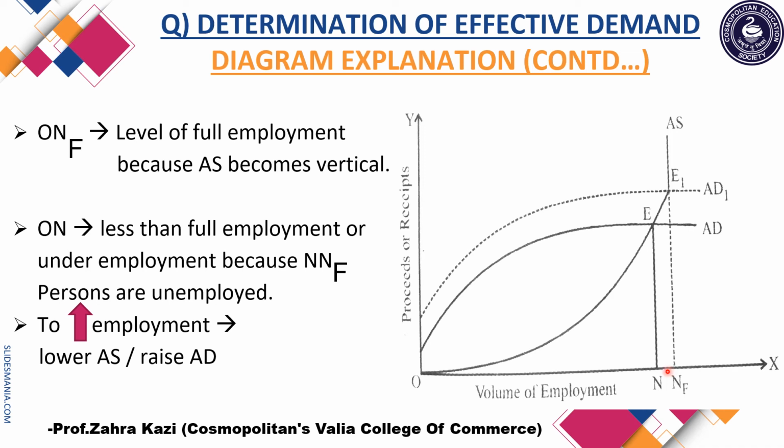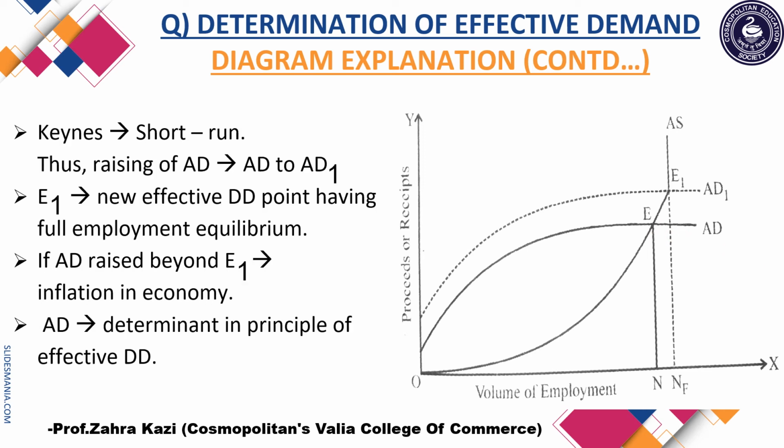So therefore, in order to increase the employment, we need to either lower the AS curve or raise the AD curve. As we know, Keynes is concerned with the short run. He gave importance to aggregate demand. So according to Keynes, short run employment can be increased by raising the AD curve, that is from AD to AD1. If we can increase the AD curve from AD to AD1, it will intersect the aggregate supply curve at a new point, that is at point E1. Further, this point E1 is the new point of effective demand, which gives full employment equilibrium.